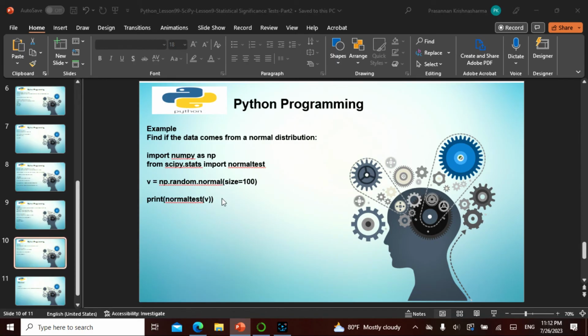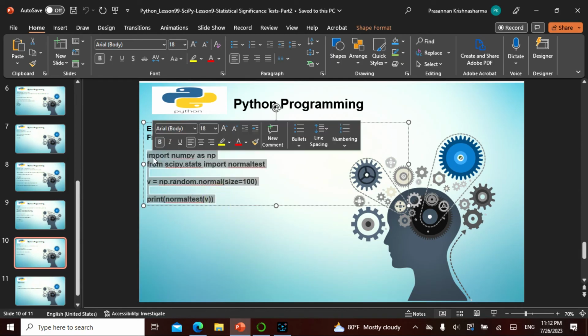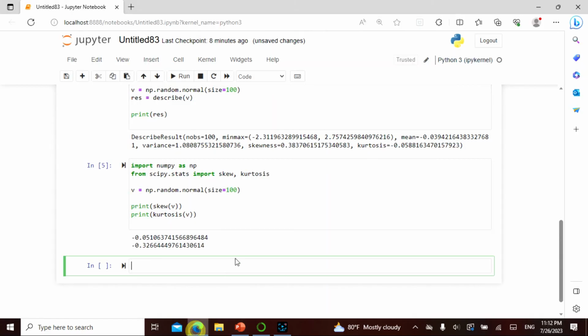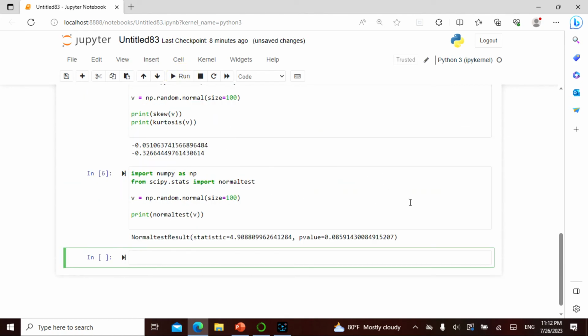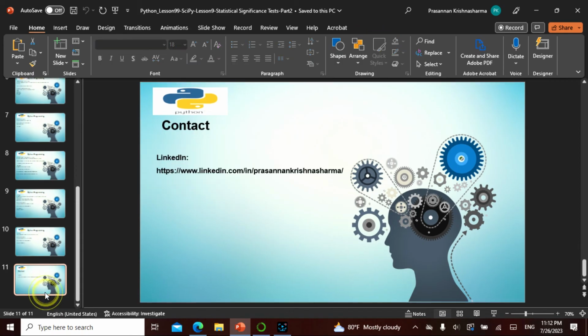Now to see if the data comes from the normal distribution, I would take this. This is a normal test, and let me see this. So this is the statistic and this is the p-value. All right, this ends the statistical test significance and the various tests which are used.